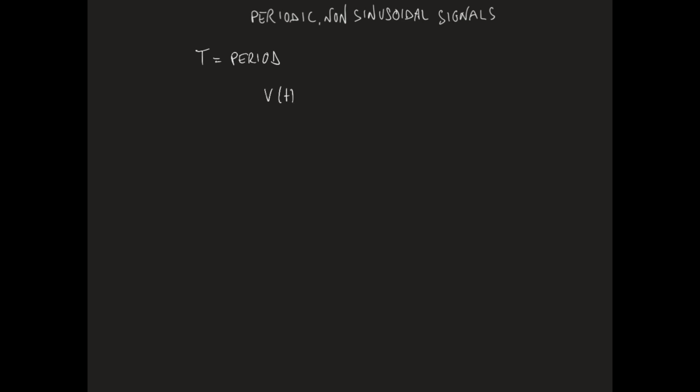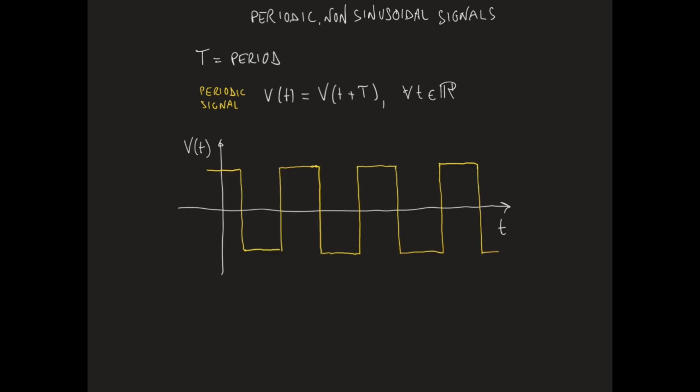A periodic signal is a signal complying with the following relationship. The signal at the time t, v of t, is equal to the signal at the time t plus the period, for any real t. For example, the square waveform represented in this picture is a periodic signal. The period of this signal will be the time distance between two leading edges of the signal, or equivalently, the distance between two falling edges of the signal.